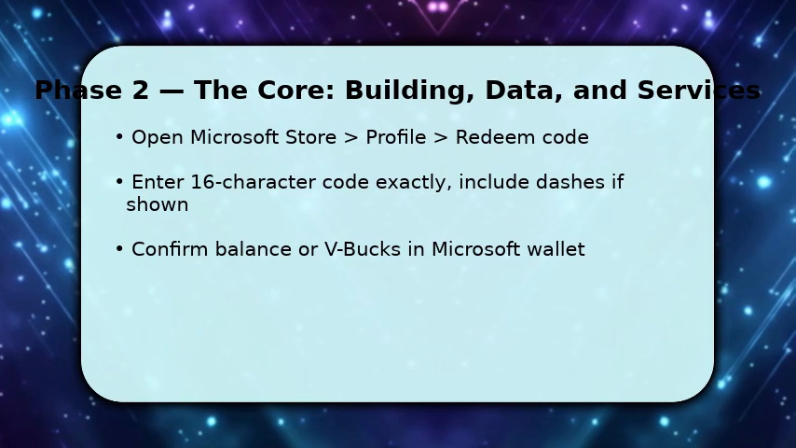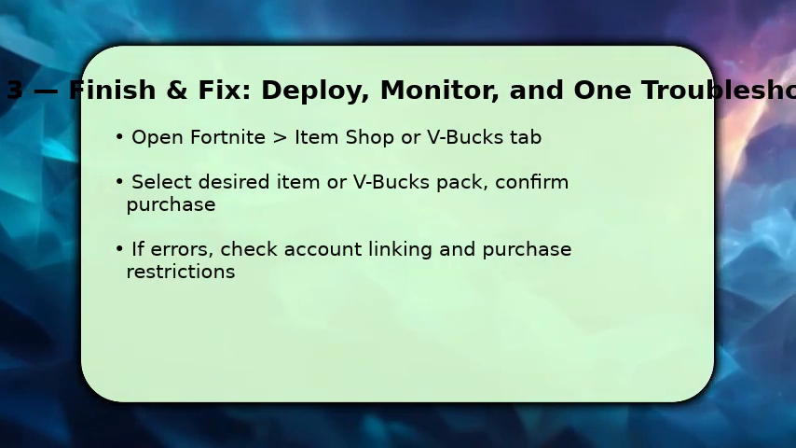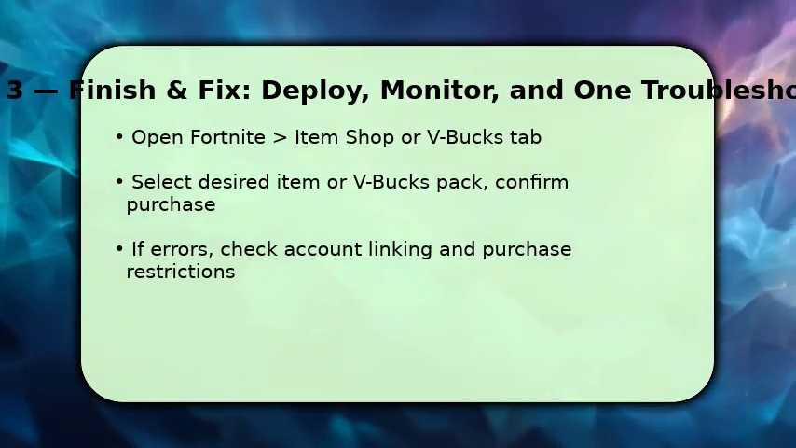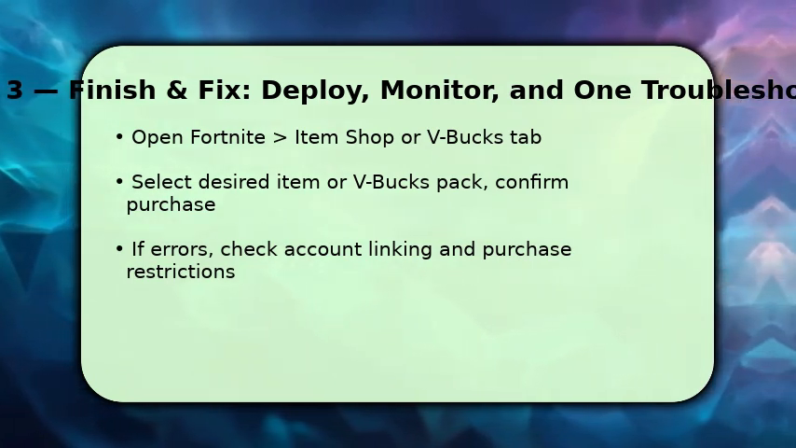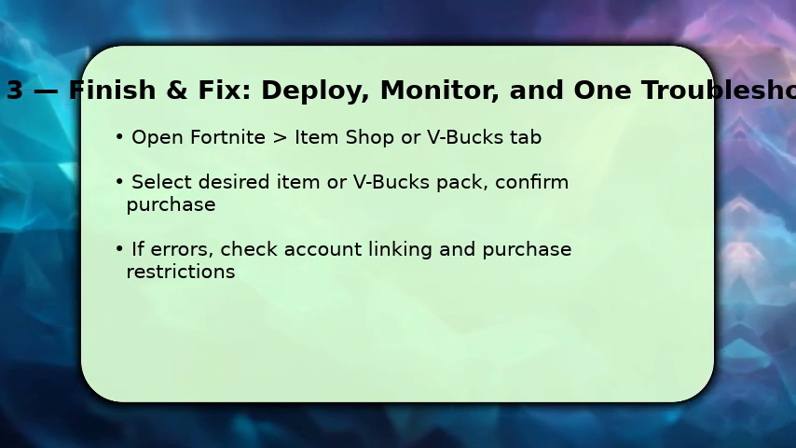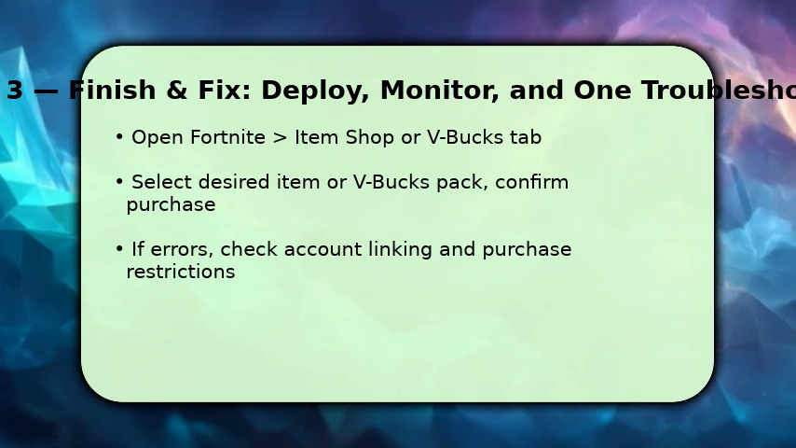Finish by buying V-Bucks or items inside Fortnite. Open the Item Shop or V-Bucks tab, choose what you want, and confirm the purchase using your Microsoft balance. Make sure your Xbox account is linked to your Epic Games account. If not, link them via Epic settings on a browser, then retry.